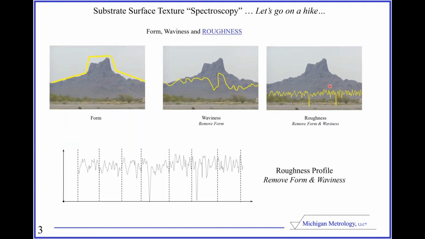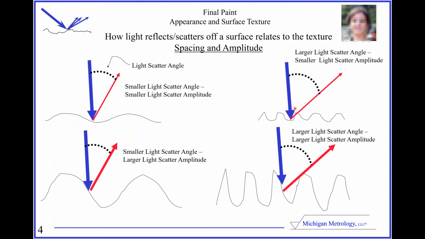When it comes to looking at the way light interacts with a surface, in a real simple case of understanding it, it's more complicated than this, but this gets the idea across. You can think of it as the spatial wavelengths relate to the way the light scatters, meaning the angle the light scatters and reflects off the surface. So long spatial wavelengths will reflect the light over a smaller angle than really short spatial wavelengths, which will tend to scatter the light over larger angles.